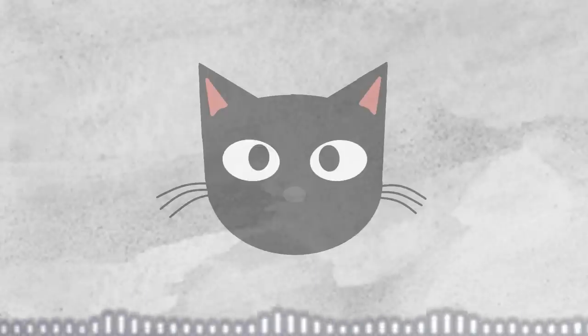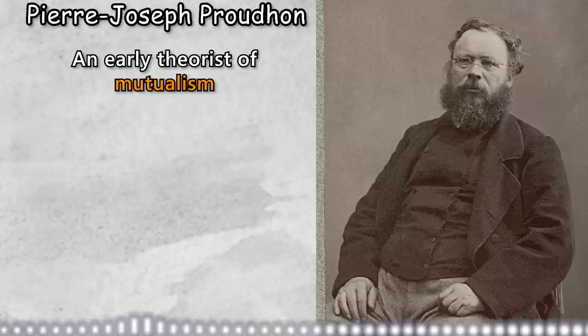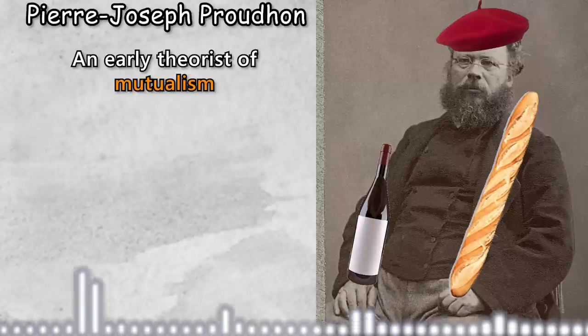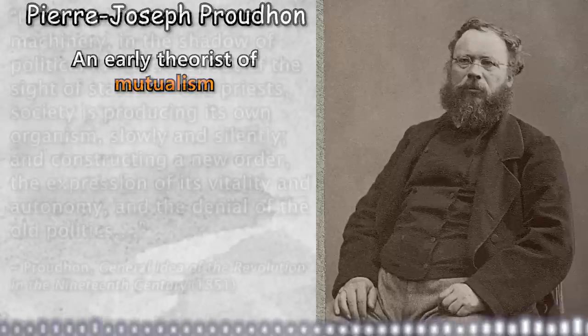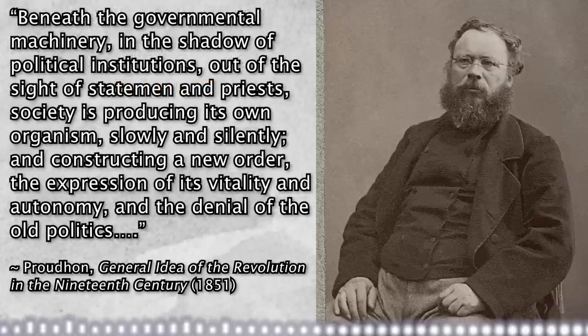One of the earliest and best-known advocates of this gradualist evolutionary strategy to socialism was Pierre-Joseph Proudhon, born in France in 1809. And I'll read you a little quote from Proudhon where he sums this idea up quite well. Beneath the governmental machinery is the shadow of political institutions. At the sight of statesmen and priests, society is producing its own organism, slowly and silently, and constructing a new order. The expression of its vitality and autonomy, and the denial of the old politiques.